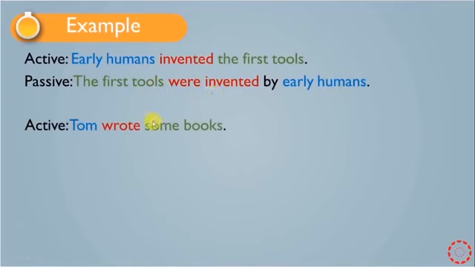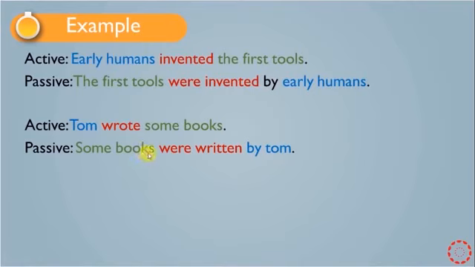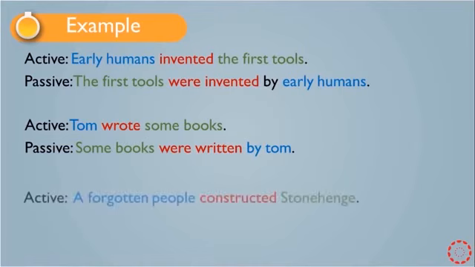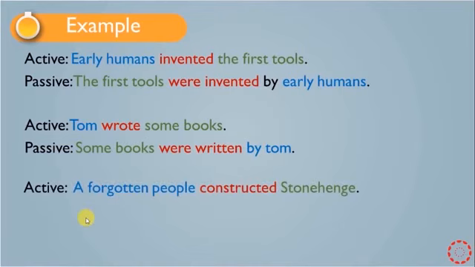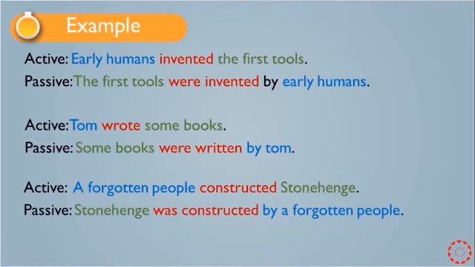Another example: Tom wrote some books. Some books is the object. In passive voice, we write some books at the beginning. We say some books because it's plural. We have s here, and we say were. And we change the verb wrote, which is past simple, to the past participle, and it becomes written. We say some books were written by Tom. Another example: a forgotten people constructed Stonehenge. We say Stonehenge because it's singular, we say was constructed by a forgotten people.